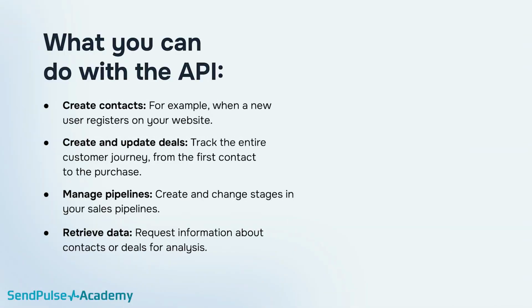Here's a look at what you can do with the API. Create contacts, for example, when a new user registers on your website. Create and update deals: track the entire customer journey from the first contact to the purchase. Manage pipelines: create and change stages in your sales pipelines. Retrieve data: request information about contacts or deals for analysis.